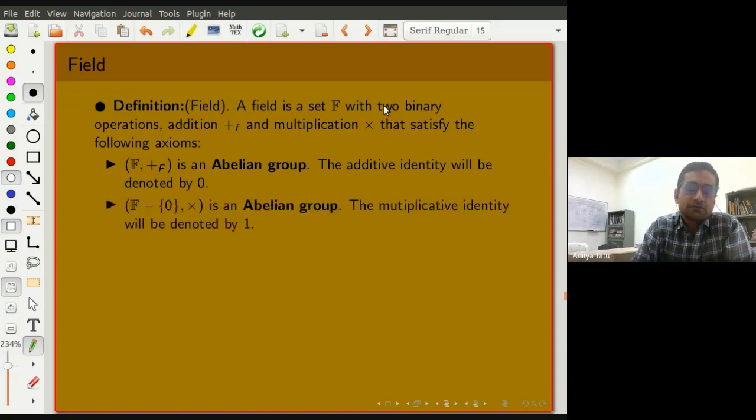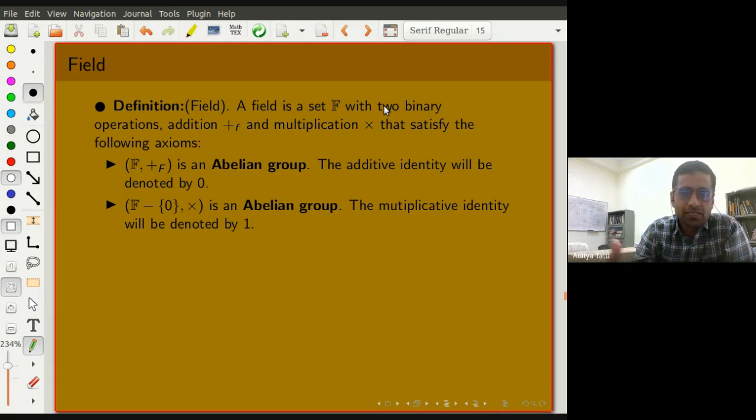What more? If I remove this additive identity from my field F, then the remaining set with the multiplication operation should also be an abelian group. And for this abelian group, the identity will be denoted by 1. All right. Again, if you're finding this difficult, think about the set of real numbers. Real numbers with real number addition form an abelian group. And if I leave out 0 from the set of real numbers, then the real numbers minus the set {0} with real number multiplication, that also we know forms an abelian group. The multiplicative identity element will be denoted by this notation 1.